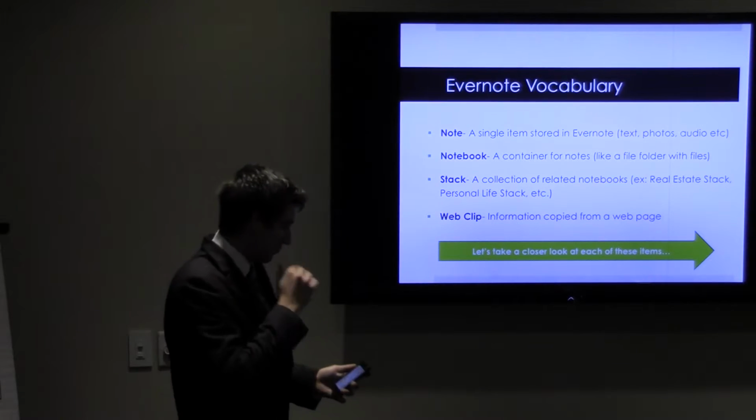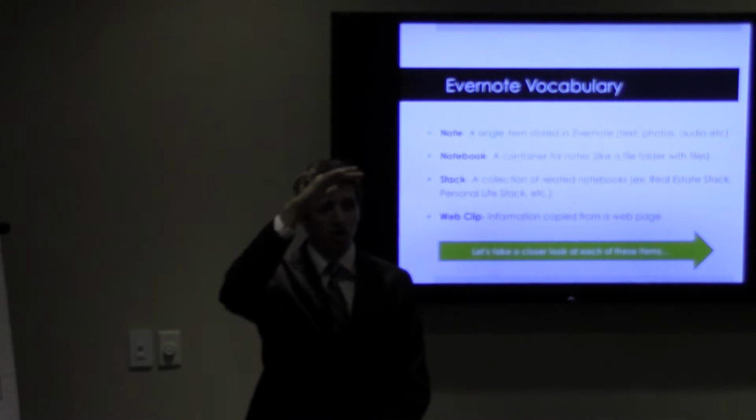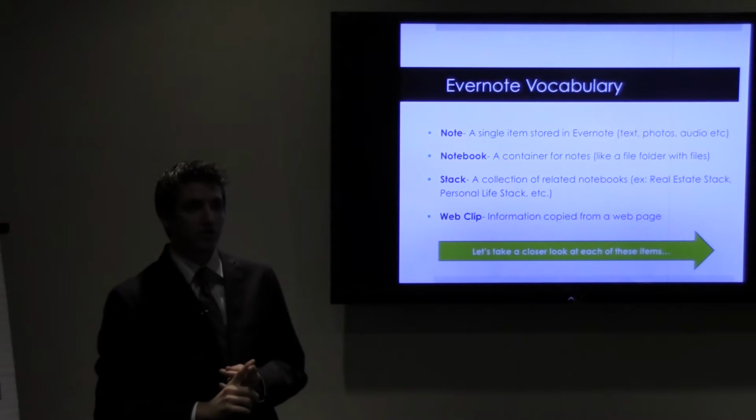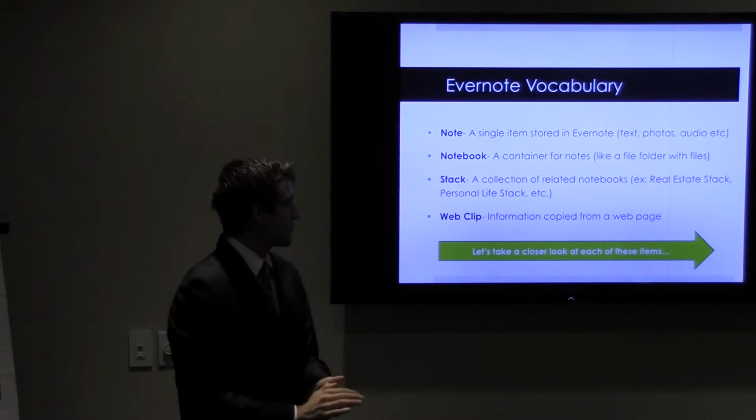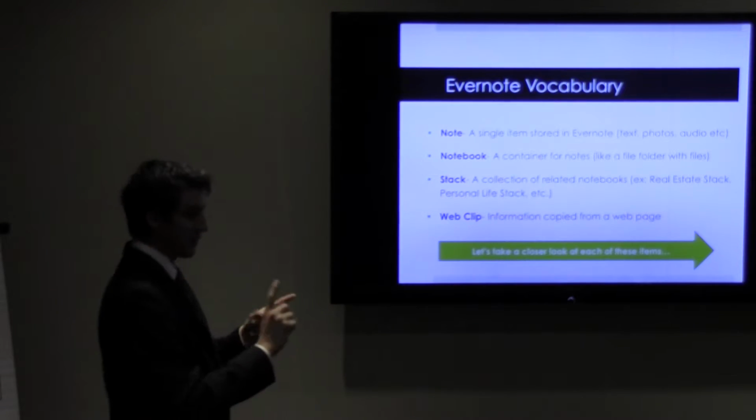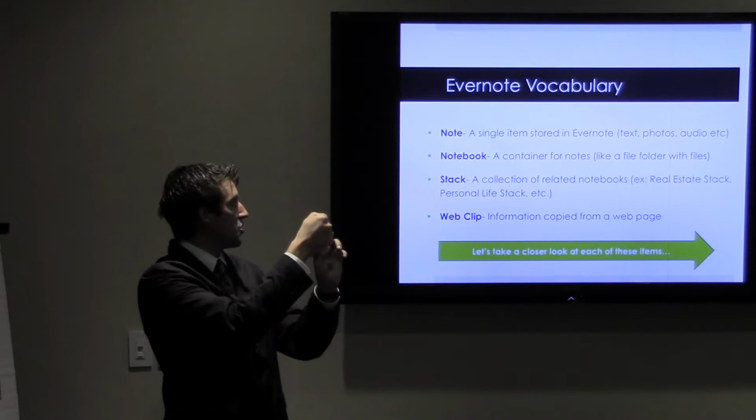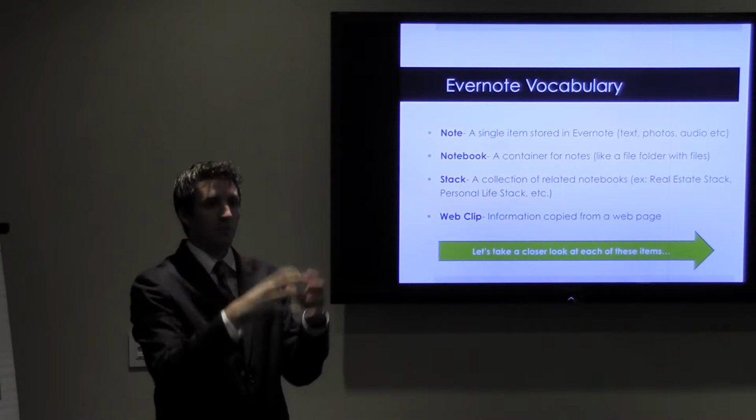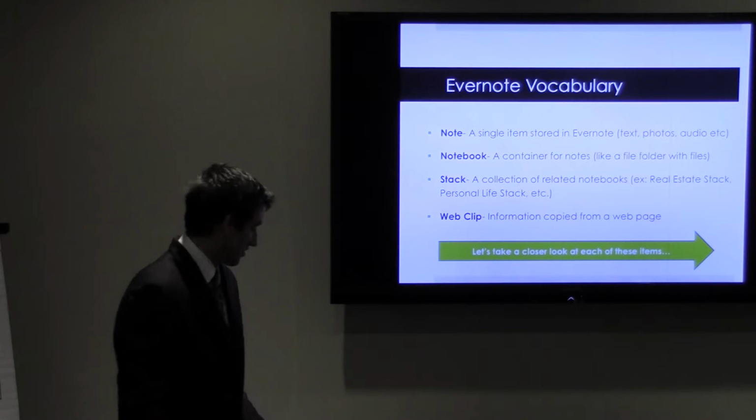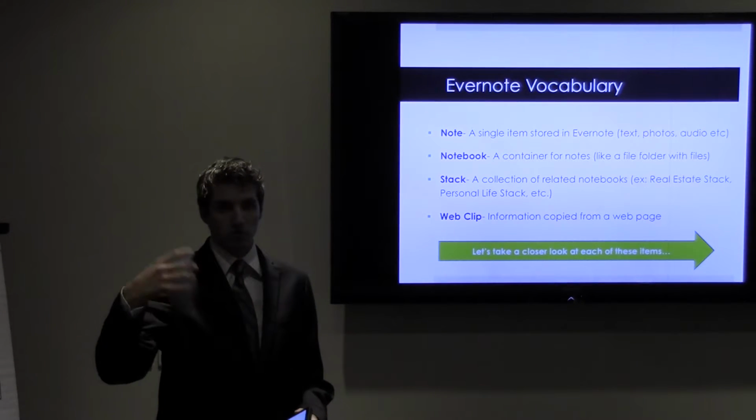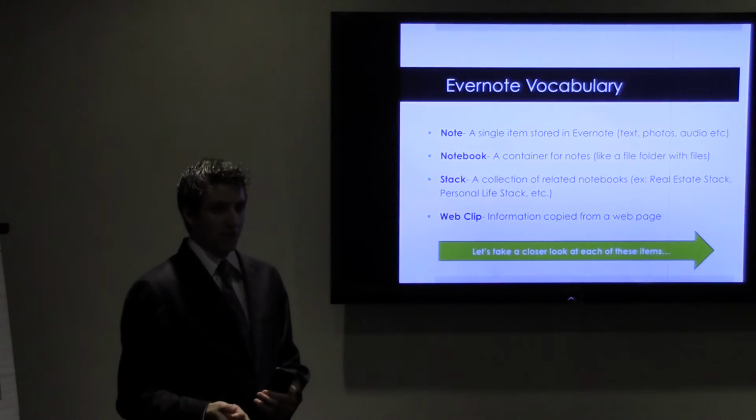Here's the Evernote vocabulary. There are different terminologies for the exact same thing. So in Windows, your basic hierarchy, you have your files, you have your folders, and then you have folders that contain other folders. Nothing different here, just different words for it. You have a single note, you have a notebook that combines everything, and then you have a stack, which is a bunch of notebooks in one group. So file, folder, group of folders, that's note, notebook, stack. And then a web clip is information copied from a web page.